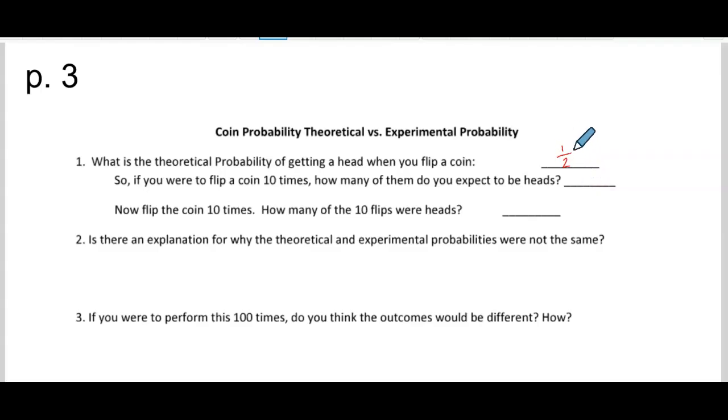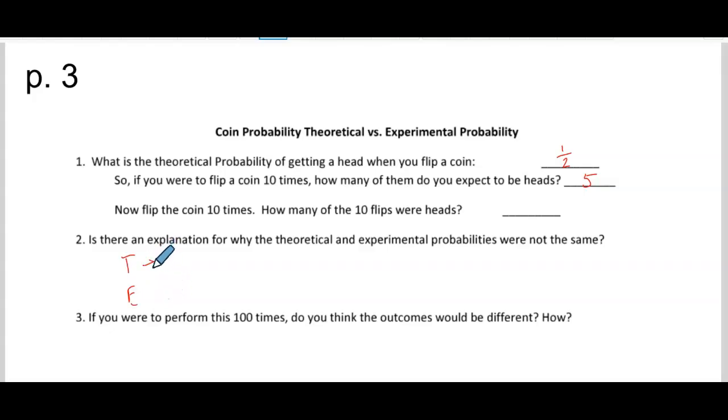Well, if it's going to be half the time that it lands on heads, you would expect 5 flips to come up heads. So you can find a quarter or a nickel or something and flip your coin 10 times. And what you're going to come up with is a number that may or may not be 5. The reason for that is this difference between theoretical and experimental probabilities.